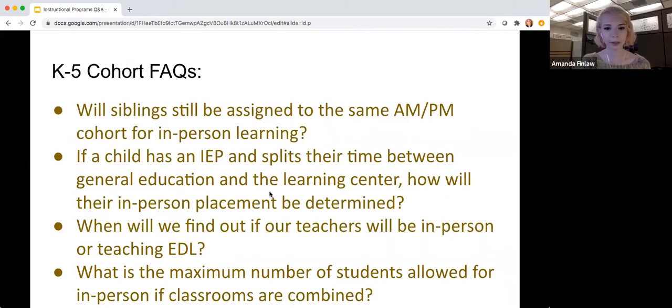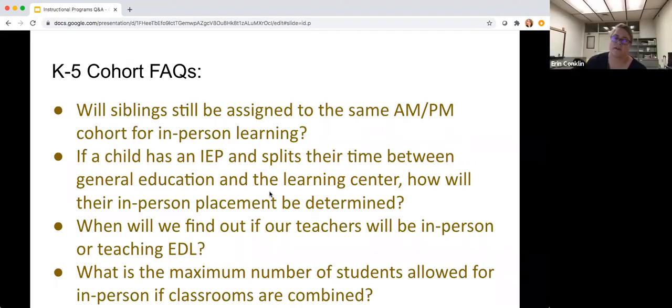If a child has an IEP and splits their time between general education and the Learning Center, how will their in-person placement be determined? For that question, we'd encourage anyone to work directly with their child's case manager because all of those services will be individualized. But the staff has been working on extended day for some students so that they can access the full 2.5 hours of their gen ed cohort, but then be on campus longer than that. So they can also receive their special education services in person and not have that impact their time in gen ed as well. But again, we'd encourage everyone to reach out to their case manager because that is an individualized decision for each student to meet their needs.